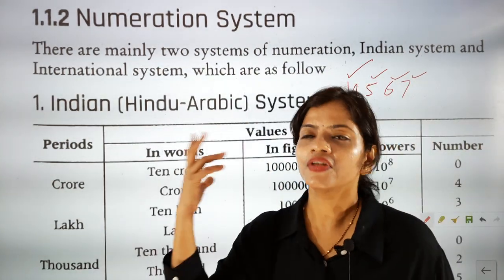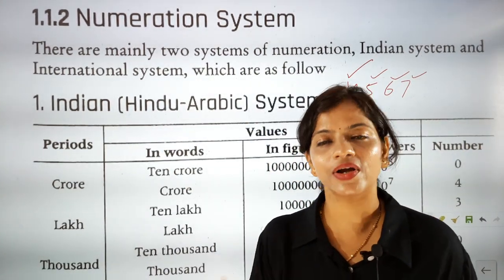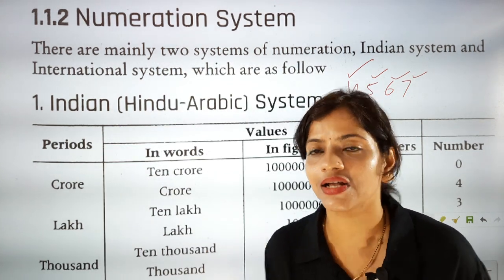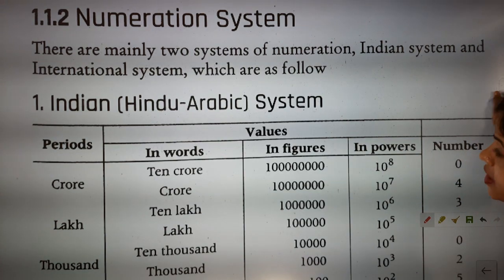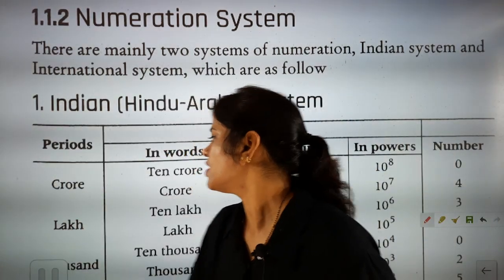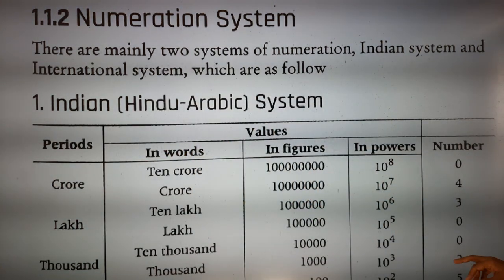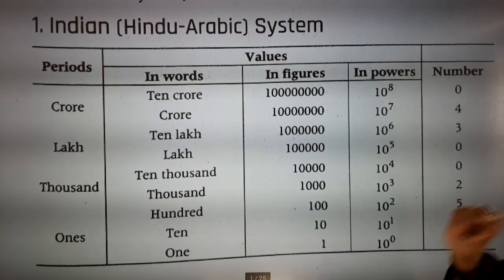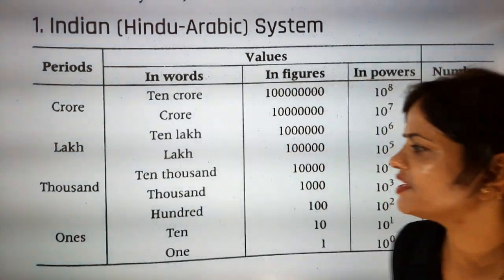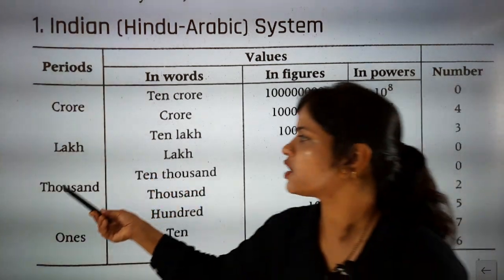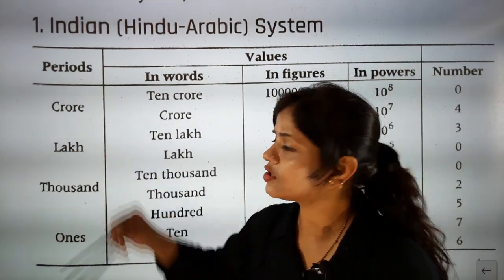There are two different ways to read it out. One is the Indian system, another is the international system. In the Indian system, or Hindu Arabic system, you will see ones, thousand, lakh and crore. So these places are there: ones place, thousand place, lakh place and crore place.